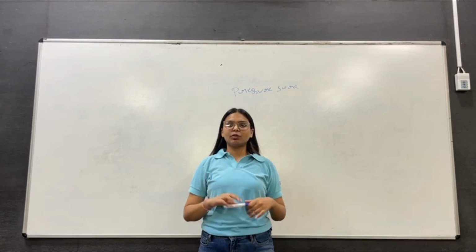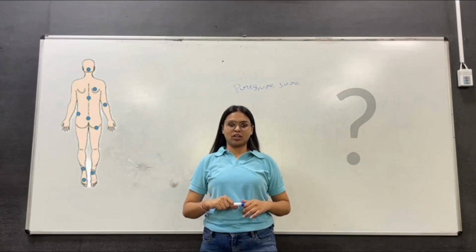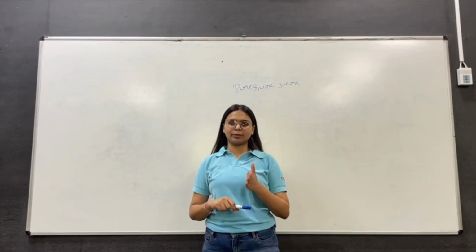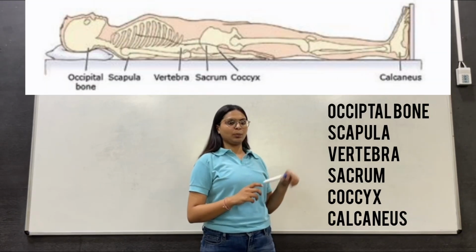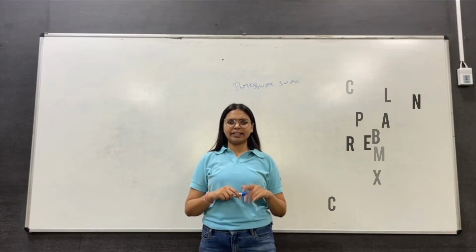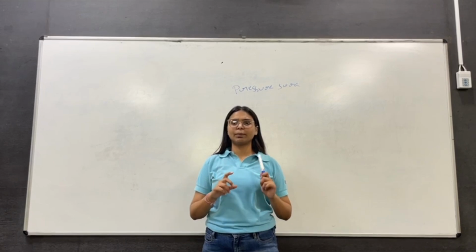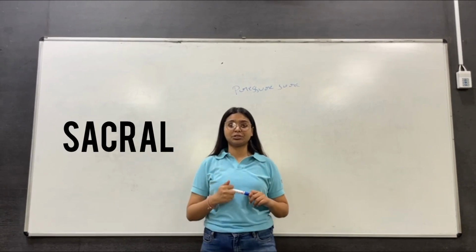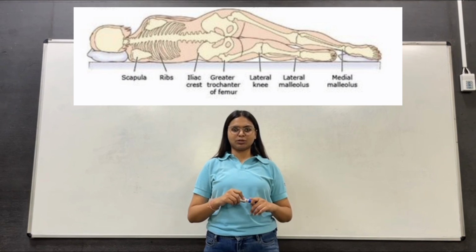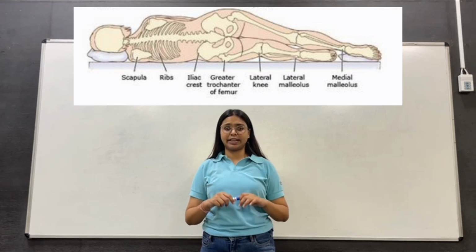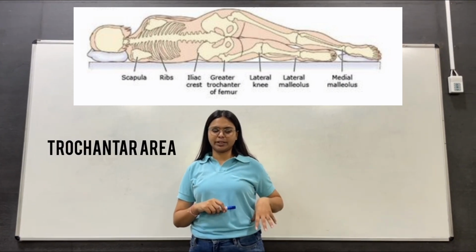Now we will see some of the common sites where pressure sores occur. It is based on the position which the patient has acquired. So first of all, we will see the supine lying position. In the supine lying position, the most common pressure sore is the sacral pressure sore. Now we will see the side lying position. In the side lying position, the most common pressure sores are at the trochanter.